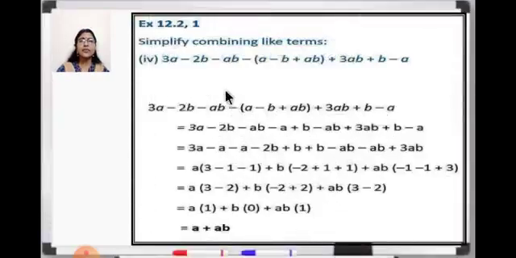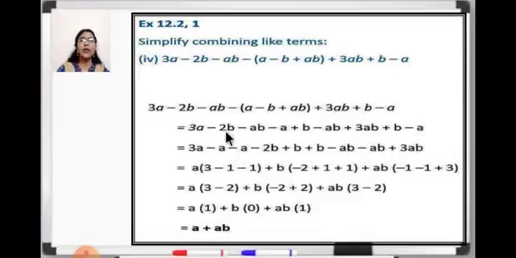Now one more question you have: 3a minus 2b minus ab minus (a minus b plus 3ab). So first what you'll do, you'll remove the bracket. 3a minus 2b minus a plus b minus ab. You can see here all the signs which are inside the bracket have changed. And this all same you will write. And then you will bring the like terms together. You can write 3a minus a. You can see here they are like terms. And then here also minus a.